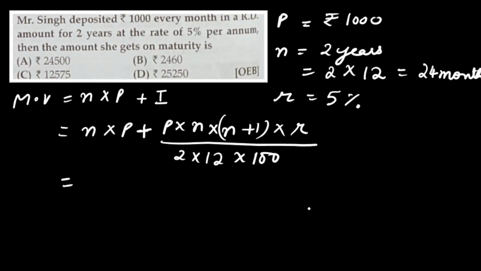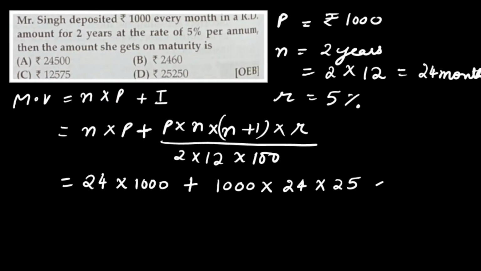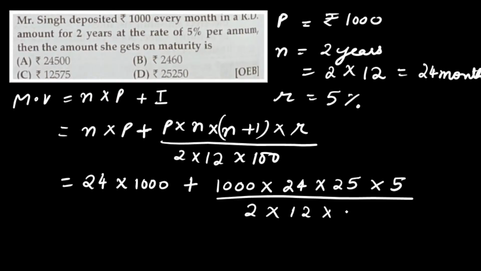Now let's do substitutions. N's value is given to us as 24. P's value is 1000. So 24 into 1000 into, here P's value 1000, N's value 24, N plus 1, 24 plus 1 is 25. R's value is 5. R is 5 by 2 into 12 into 100.